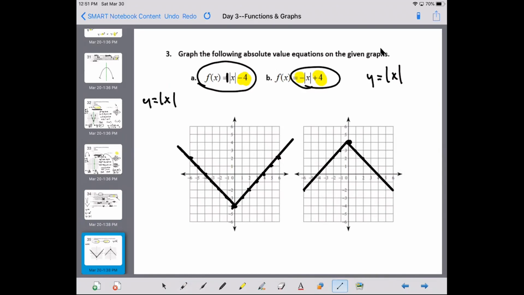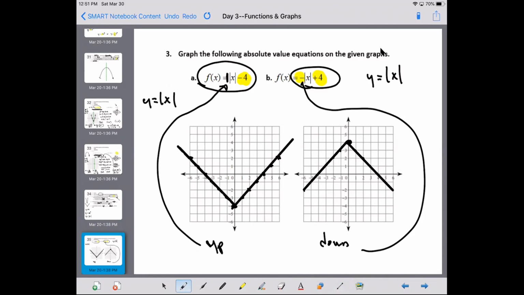Over here, we're seeing that it's opening up. This one where it's opening down, all that has to do with what your A value represented. Very similar to the quadratic.